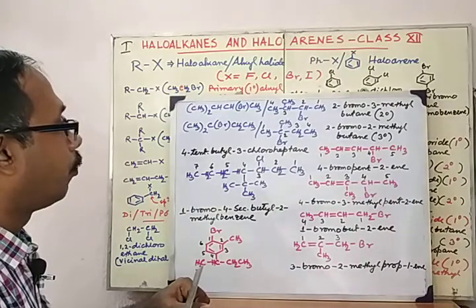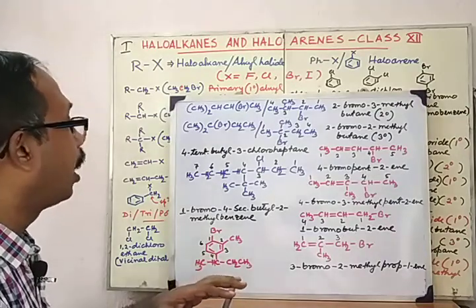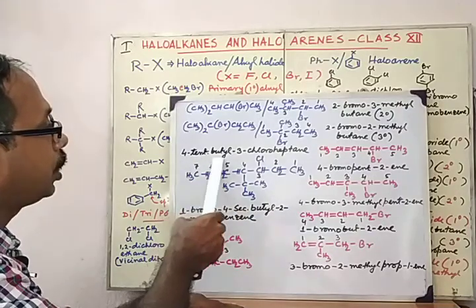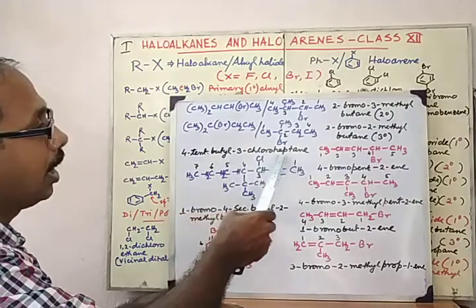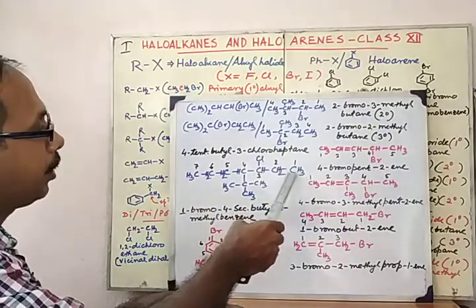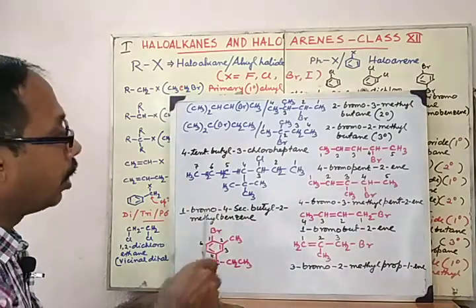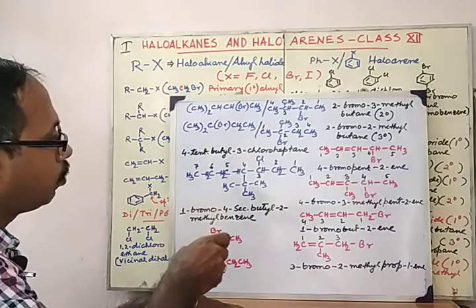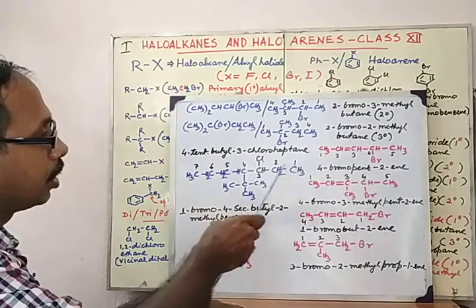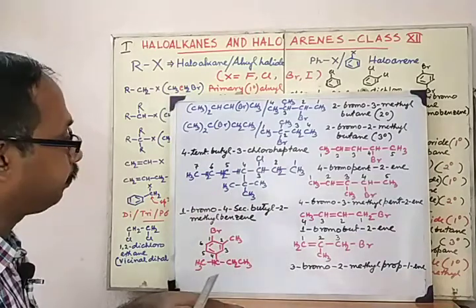Now from the given name, we may have to write the structure also. Like here the name is given as 4-tertiary butyl 3-chloroheptane. So to draw this structure, first of all the word root is heptane, means 7 carbons are written. Now it is numbered from 1 to 7. Now at the 4th position there is tertiary butyl group. This is the tertiary butyl group, and at the 3rd position the halogen group is there. So this is the structure of 4-tertiary butyl 3-chloroheptane.